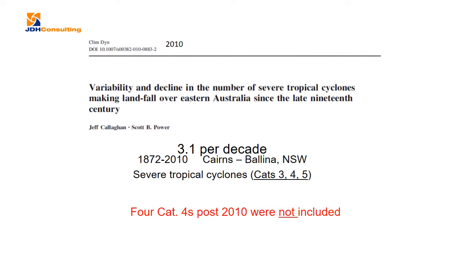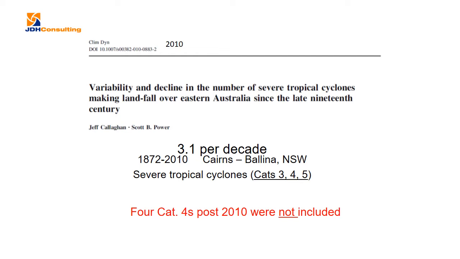Now, it's interesting to compare that figure of 3.6 per decade of category 4 and 5 with what Jeff Callaghan and Scott Power from the Bureau of Meteorology came up with back in 2010. They wrote a paper. You can see the title there, Variability and Decline of the Number of Severe Tropical Cyclones Making Landfall Over Eastern Australia Since the Late 19th Century. So they went back to 1872 and counted them, tracked them up to 2010 when this paper was written. And their categorization was categories 3, 4 and 5 cyclones. And they came up with an average of 3.1 per decade. So it's in the same ballpark as the 3.6.